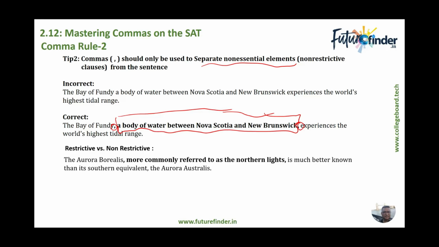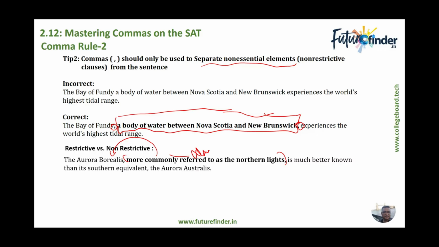The aurora borealis, more commonly referred to as the northern lights, is much better known than its southern equivalent, which is the aurora australis. Of course, the northern lights are commonly seen in places like Norway and Finland. We have known that beautiful celestial display of lights. The aurora borealis, which is nothing but more commonly referred to as the northern lights, refers back to the aurora borealis. So hence, this is a non-restrictive clause.